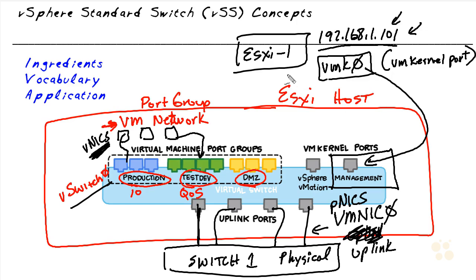So going back to our ping sourced by ESXi 1, it would be sourced from the IP address 192.168.1.101, which is sourced from a VM kernel adapter, VMK0, which has the IP address of .101. And that VM kernel adapter, that VM kernel port, is associated with the switch, which allows it to have communication to the outside world via these uplinks, which are the physical NICs, which are labeled VM NIC 0 and 1 and 2, etc.